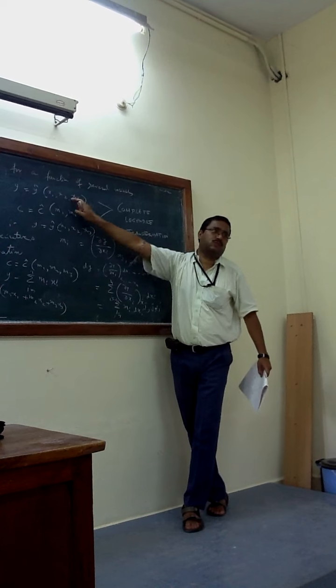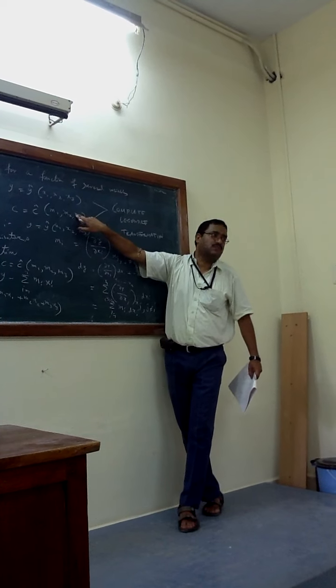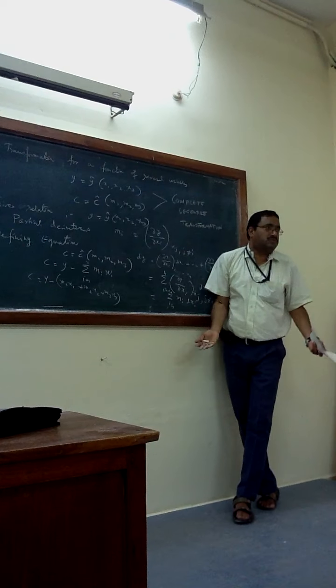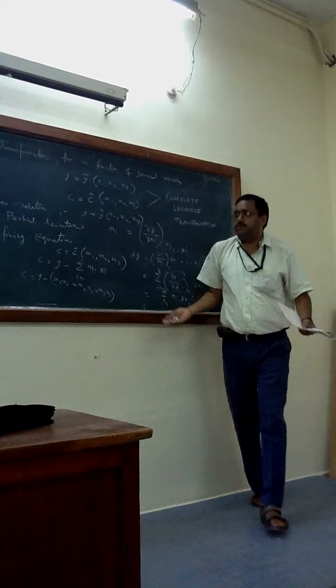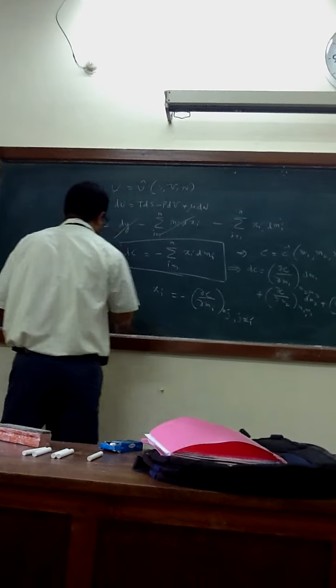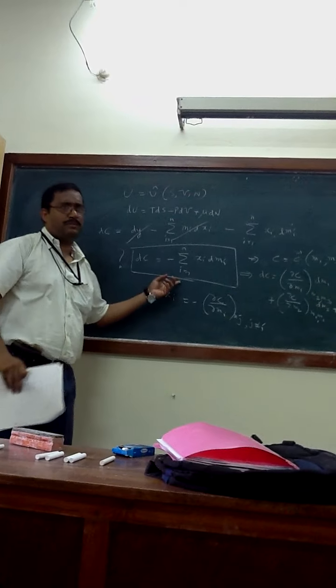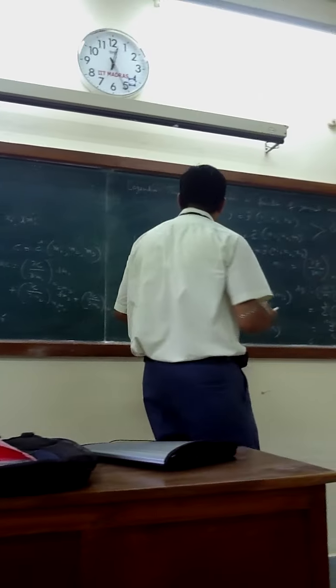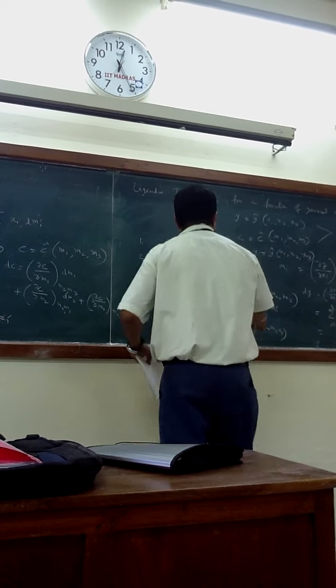X1 is going to m1, x2 to m2, x3 to m3. Now say I change only one or two each time. Then this is a partial transformation. What will be my expression for dc? Will it be the same for the partial Legendre transformation? Let's look at it. So we will now talk about the partial Legendre transformation.